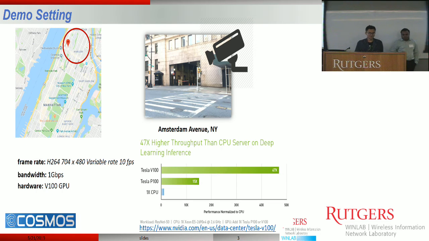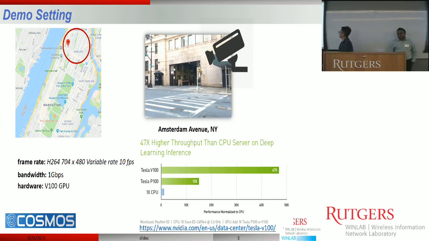So then I'll give more details about the demo itself. First, let's take a look at the demo setting. The Cosmos testbed has multiple cameras at different locations. In this demo, we are using the one at the second floor of a building at Amsterdam Avenue. This camera can support multiple different resolutions with different frames per second. In this demo, we are using a resolution of 720p at 10 FPS. There is a dedicated link bandwidth between this camera and the compute node at the Cosmos testbed, and for the hardware part, we are using the V100 GPU.